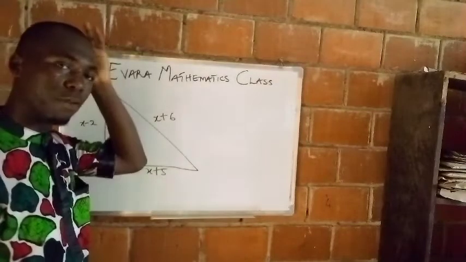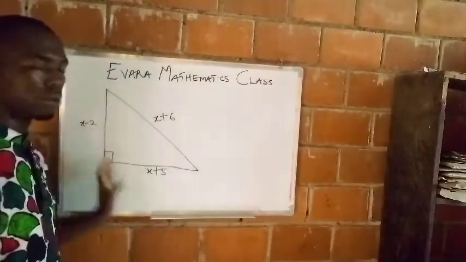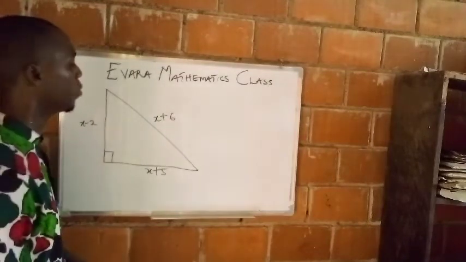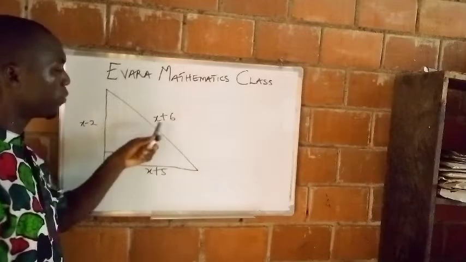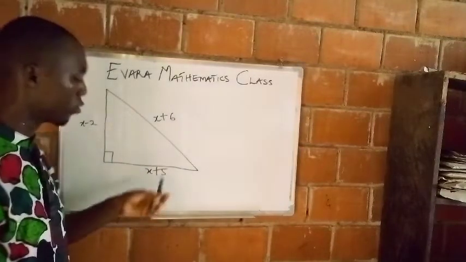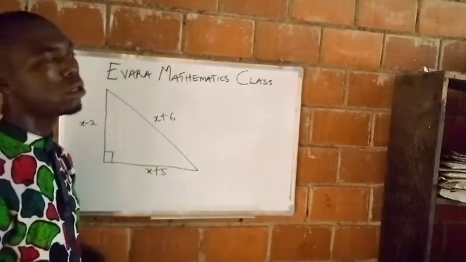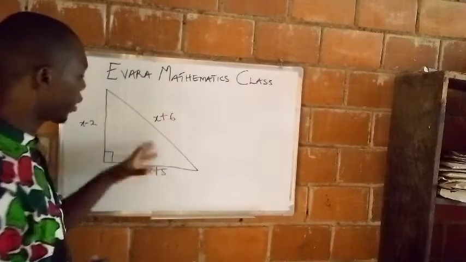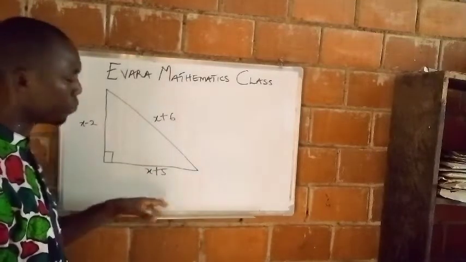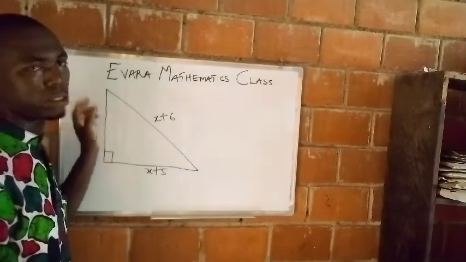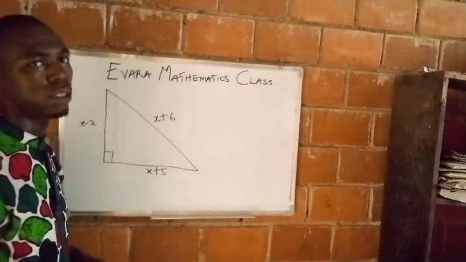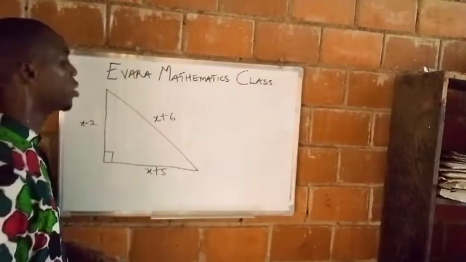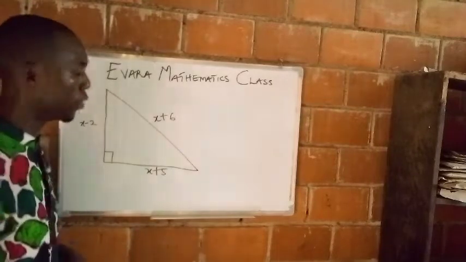We are asked to find the area of this right angled triangle. But if you look at the dimensions, we have x plus 6, x minus 2, and x plus 5. The area of a right angled triangle like this is half base multiplied by height. So we need to first of all get the value of x before we can proceed. So how do we get the value of x?